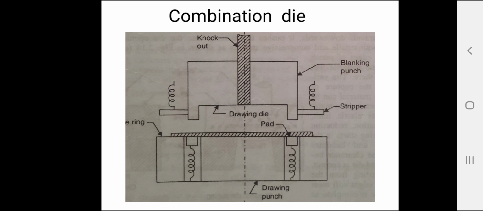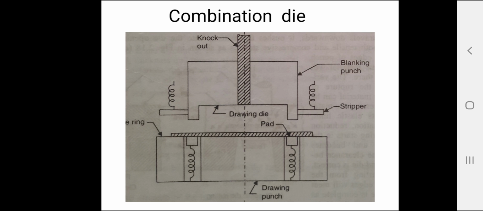The die ring, which is mounted on the die shoe, is counterbored at the bottom to allow the flange of a pad to travel up and down. This pad is held flush with the face of the die by a spring. The drawing punch of required shape is fastened to the die shoe. The blanking punch is secured to the punch holder. A spring stripper strips the skeleton from the blank punch, and a knockout extends through the center opening. So this is about the combination die.